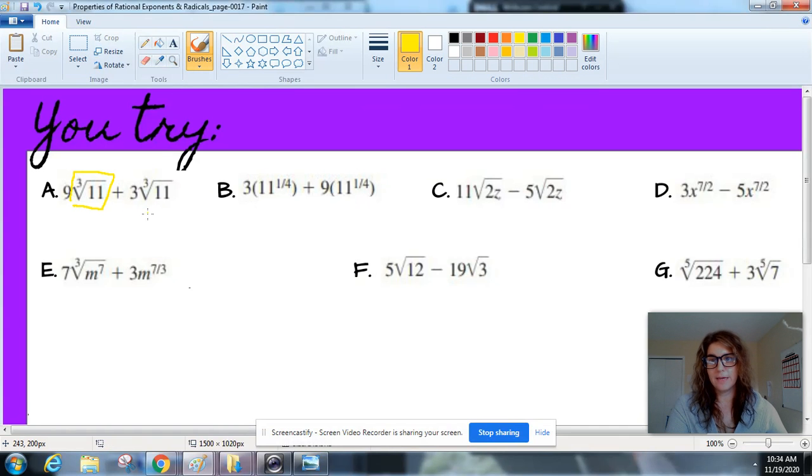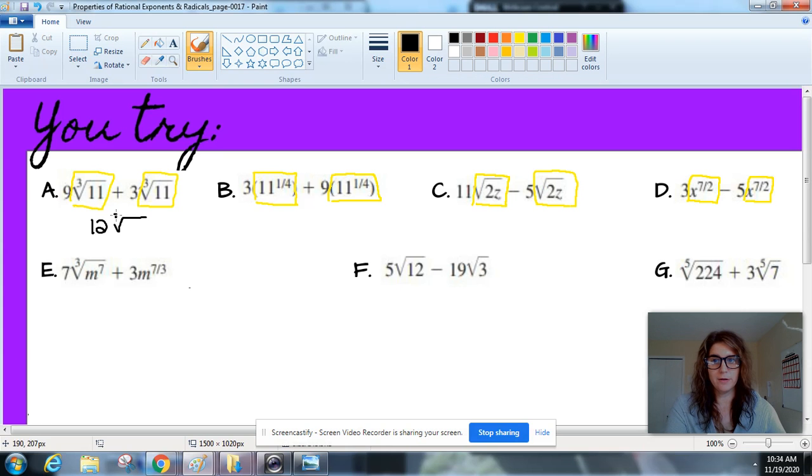So if we look at the first row here, the cube root of 11, those are identical. 11 to the 1/4, those are completely identical. The square root of 2z, completely identical. X to the 7/2, identical. So as long as those are all the same, you're just going to simply add or subtract your coefficients.